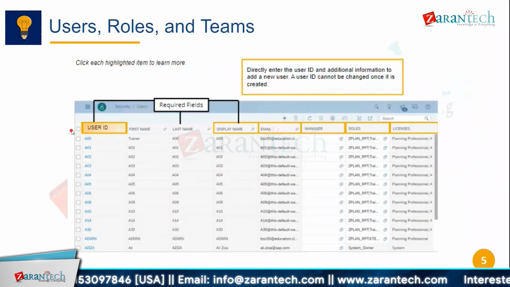So in SAC, this is how the user screen looks. In case you have seen, we have three horizontal lines, which is a navigation bar. If you click on that, you will have Security. Under that, you will have Users. By default, in our example, the user management is disabled because of the trial account.